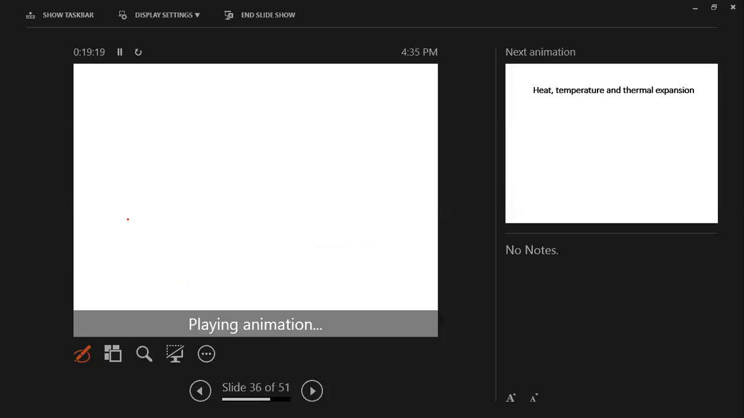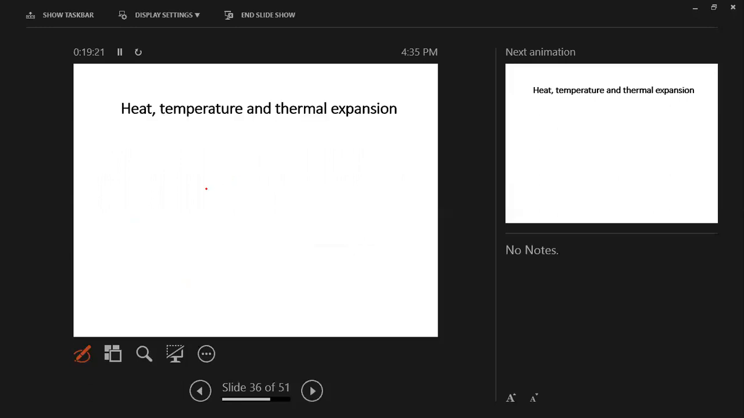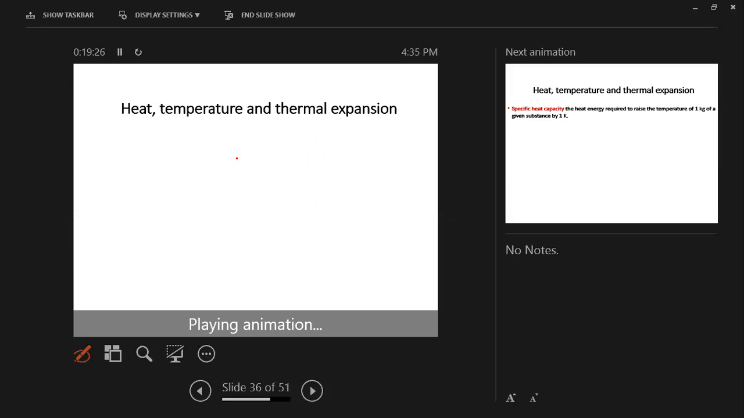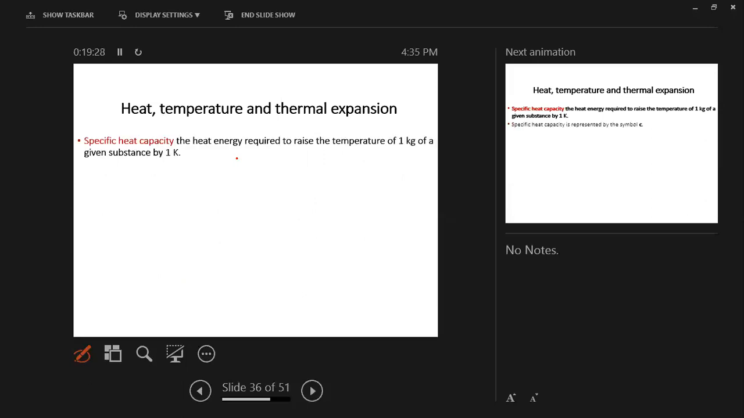You don't need to know that. So heat, temperature, and thermal expansion. This is the last part that we are going to learn. So let's define the specific heat capacity. Remember the specific heat capacity from grade 9.